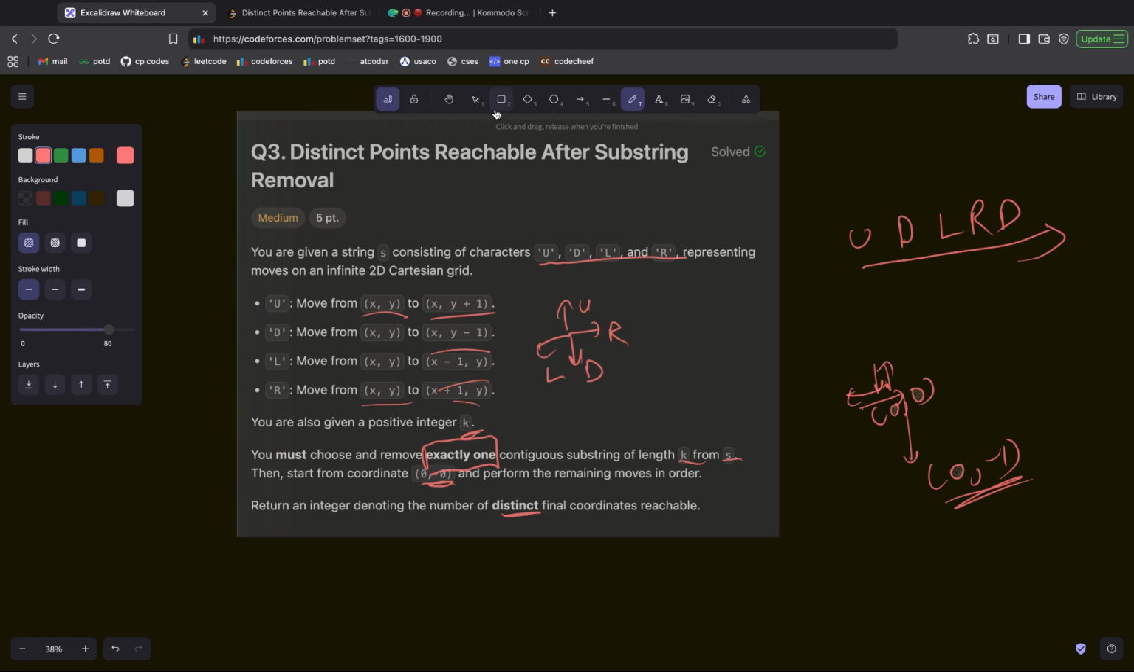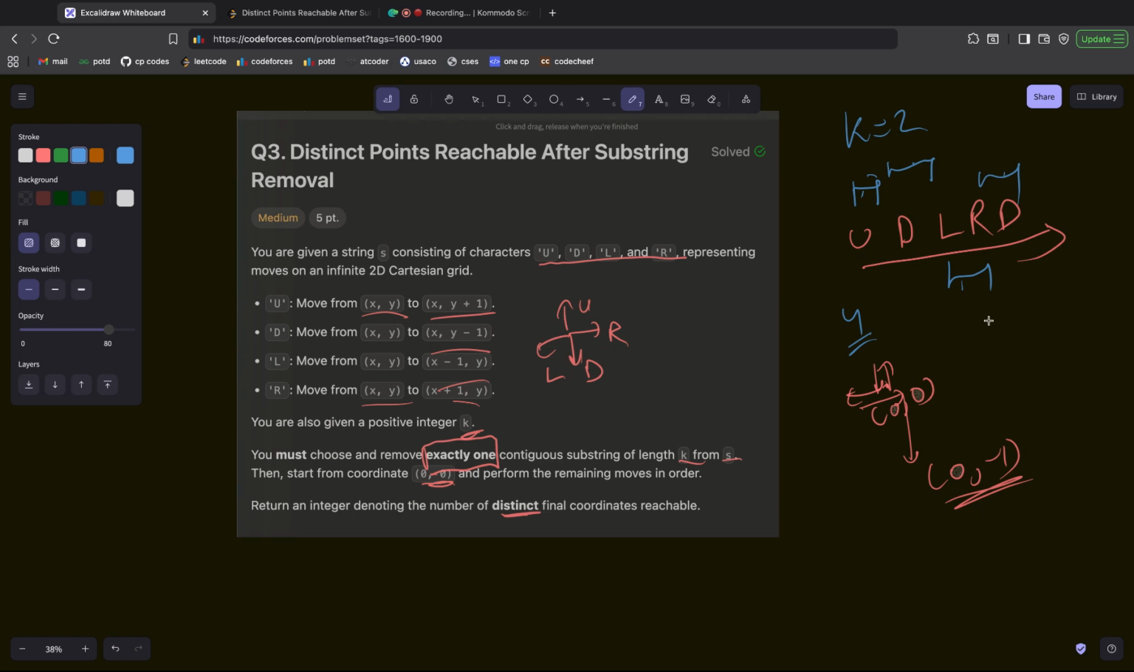Now it says you have to remove a substring, let's say k equals 2. So you have to remove a substring of size 2. You can remove these two, or these two, or these two, or these two. So you can get at most four removals, right?